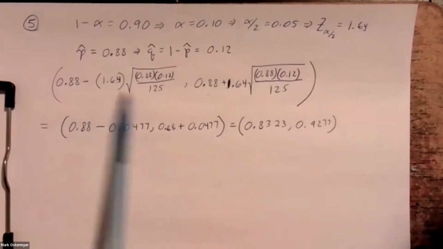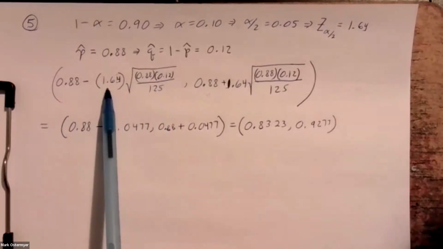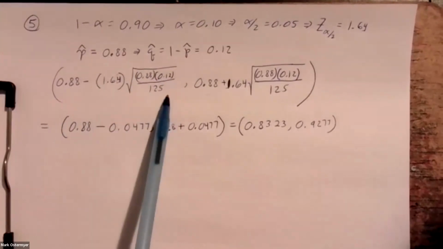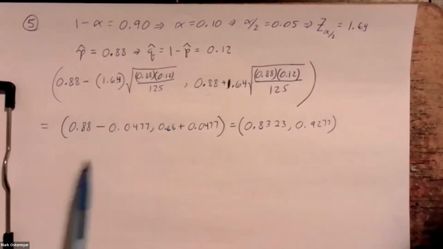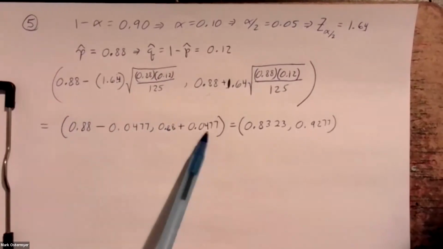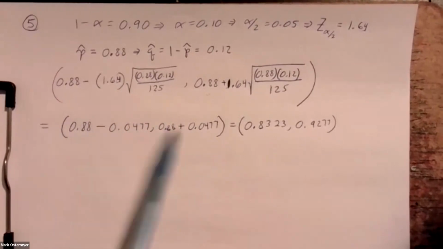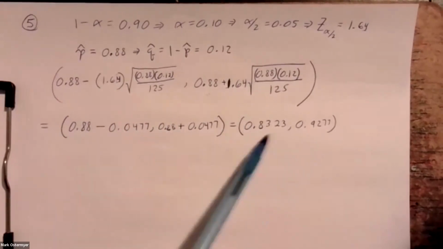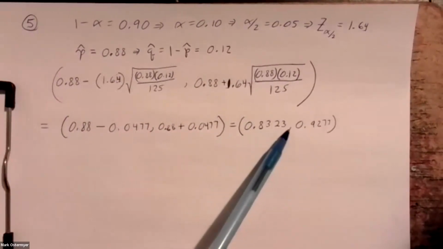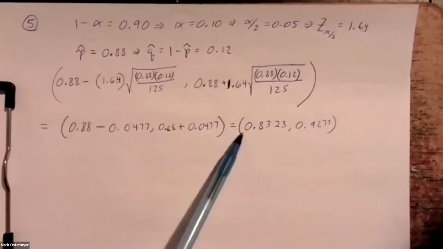Minus your margin of error. Now, when you work this margin of error out here, which is your critical z-value times the square root of p hat times q hat divided by your sample size, your margin of error is about 0.0477. So when you subtract that from p hat and add it to p hat, you get your lower and upper endpoint of this 90% confidence interval, which is about 0.8323 and 0.9277.